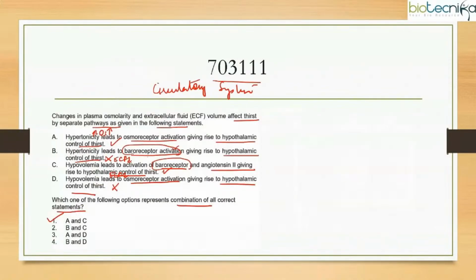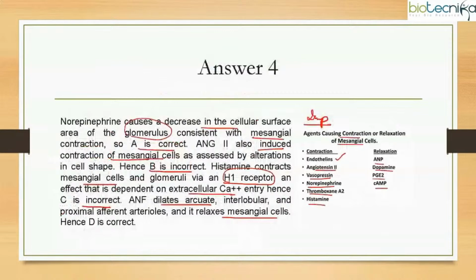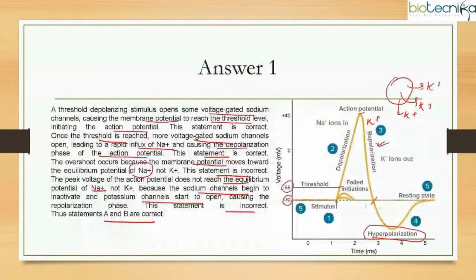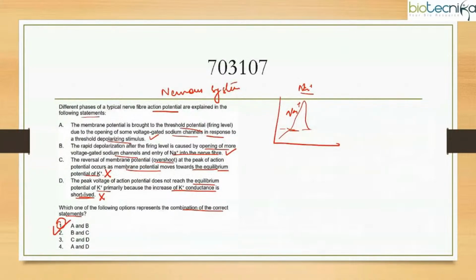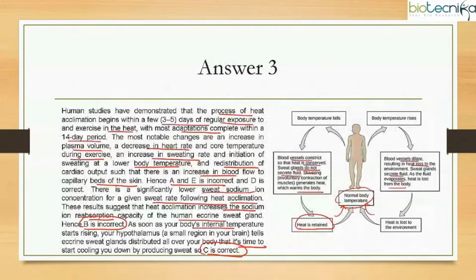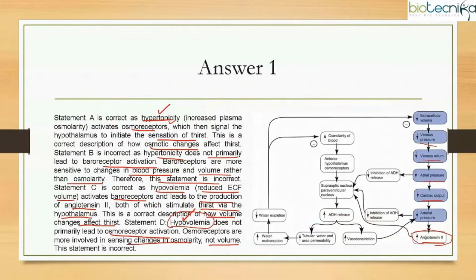Like here, if you know hypertonicity and the receptor that is involved, this is easy. This one again, thermoregulation, is very easy. This is match the following, which is very, very simple, and this nervous system question is again very simple. So at least 4 are very simple and quick to solve.